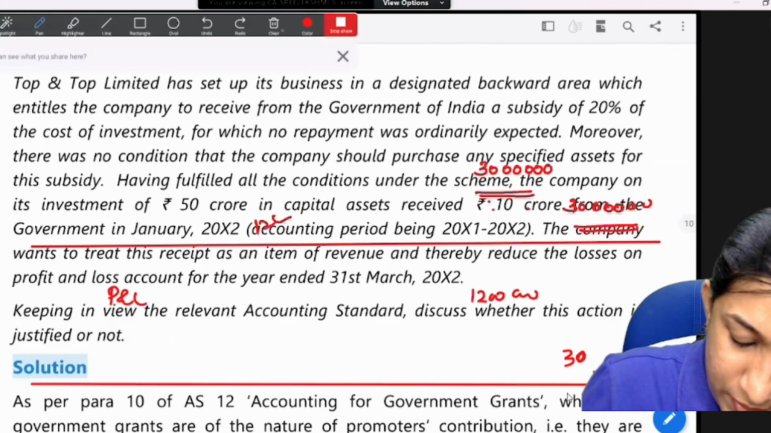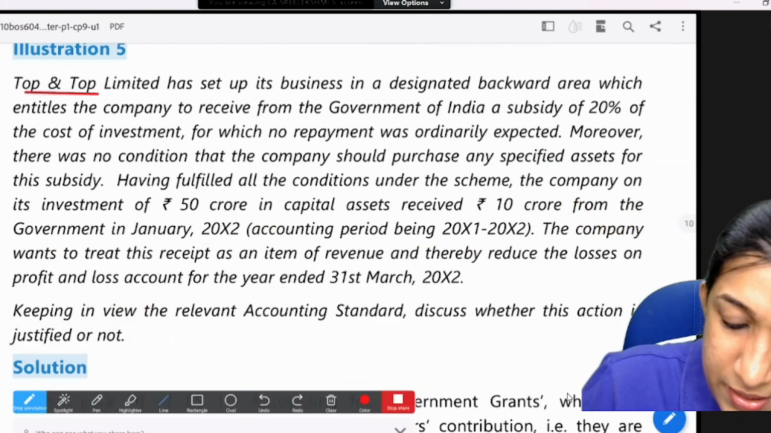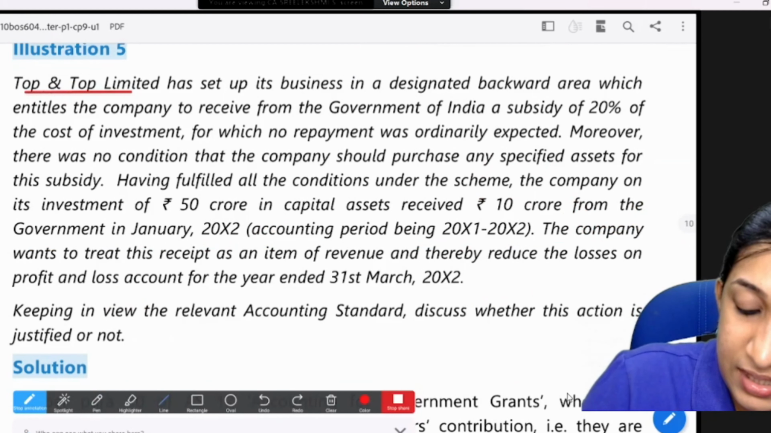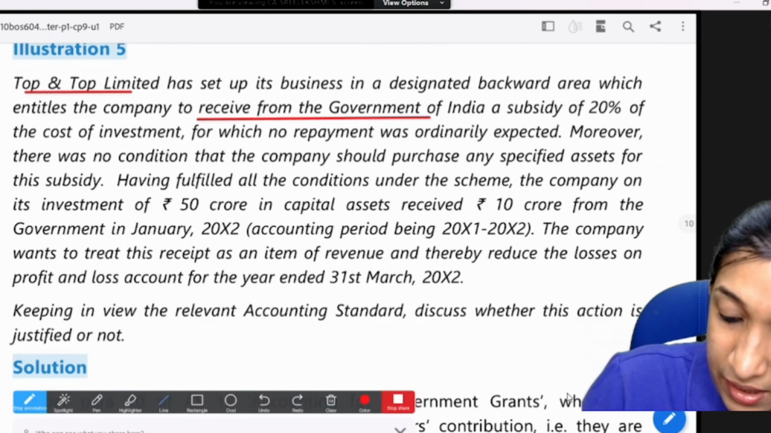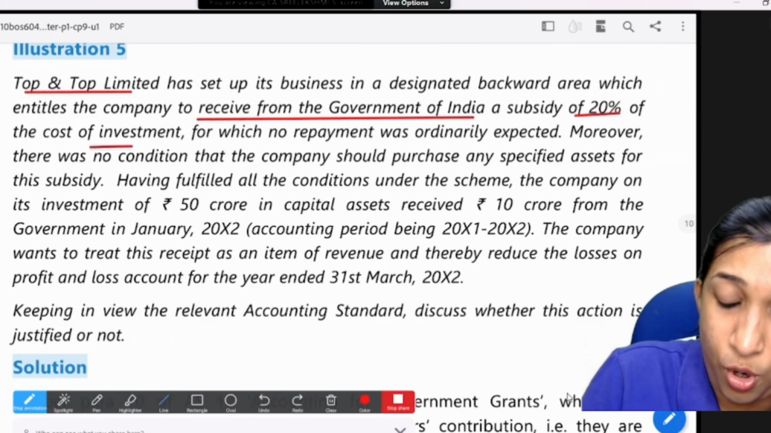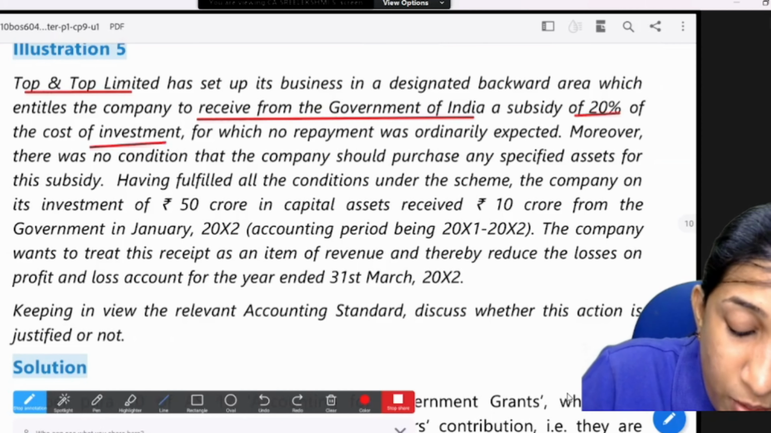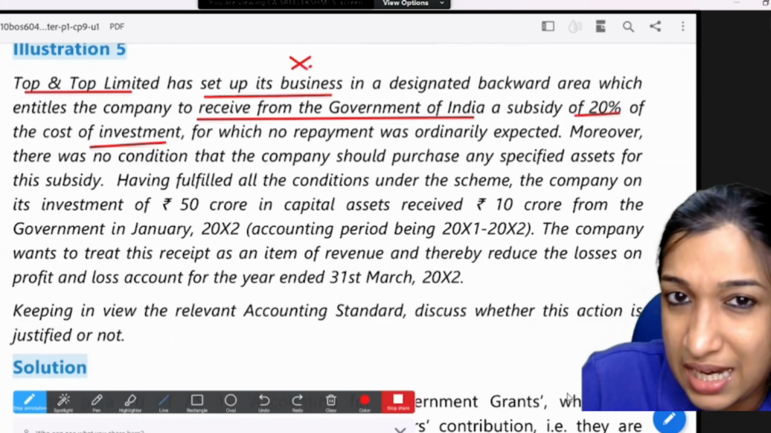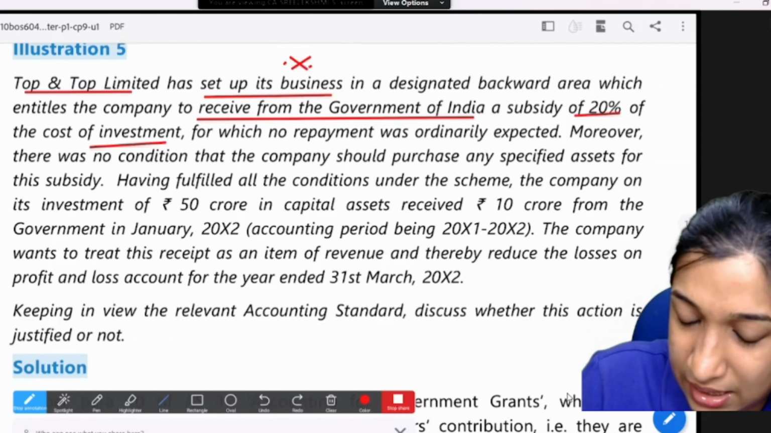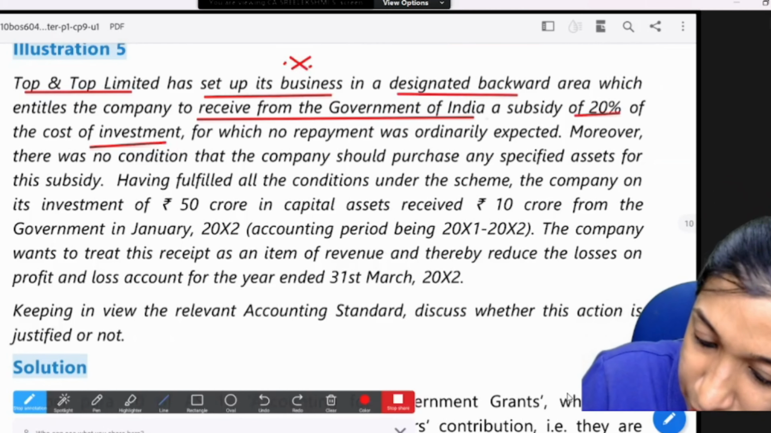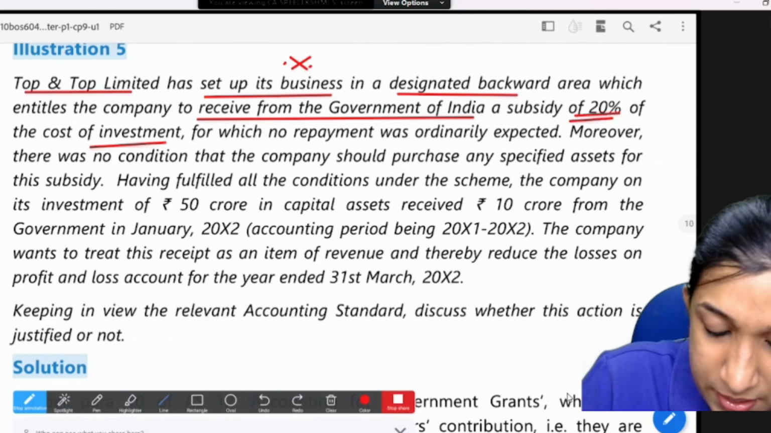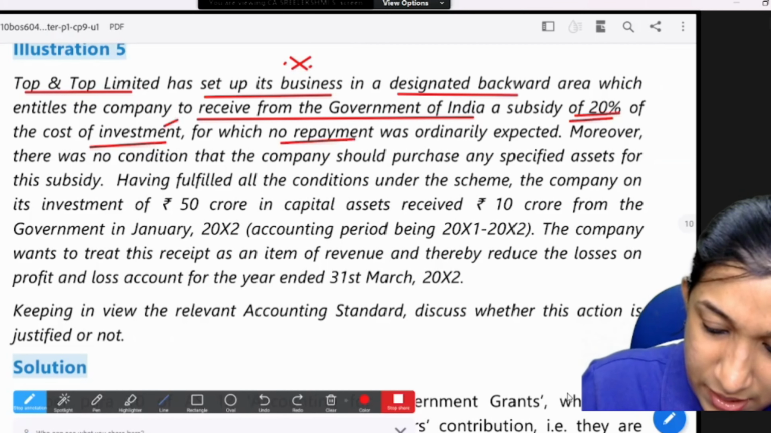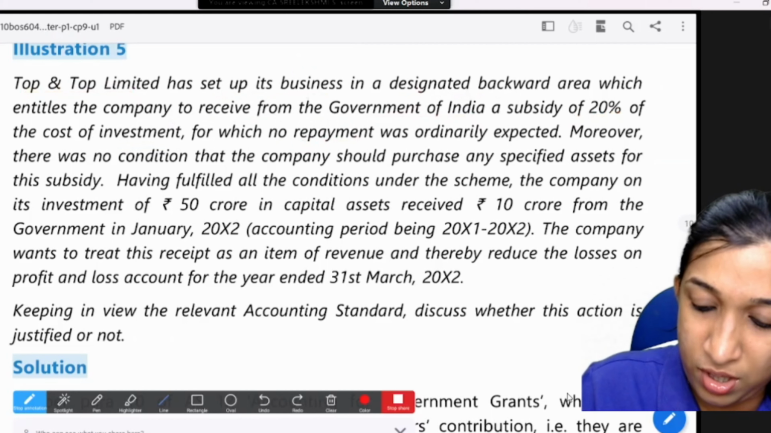Again a very easy question. Top and Top Limited has set up its business in a designated backward area which entitles the company to receive from the Government of India a subsidy of 20% of cost of investment. So, this is what I should understand: setting up a business in a designated backward area and will receive a government grant of 20% of cost of investment, for which no repayment was ordinarily expected.